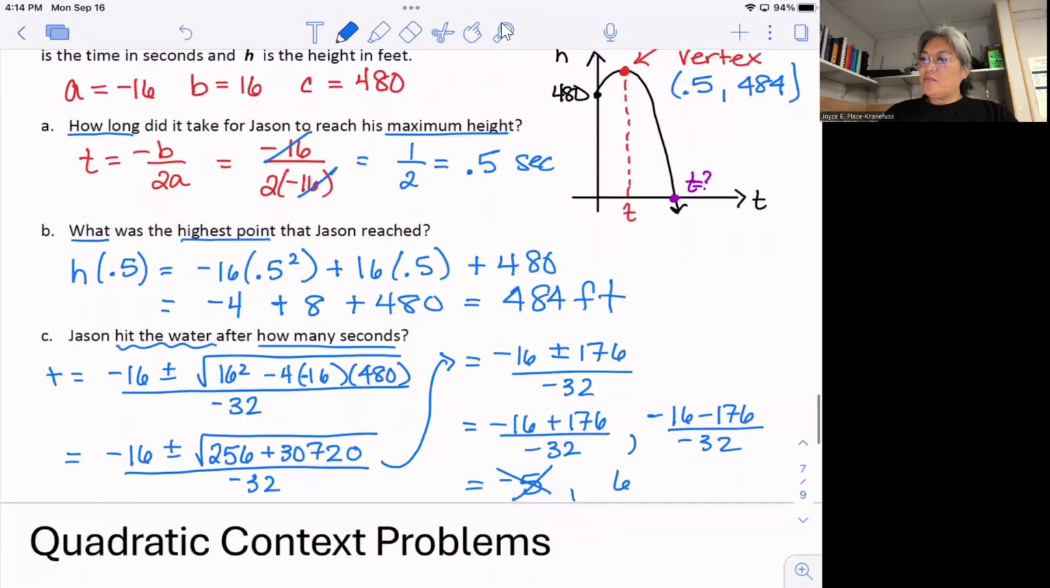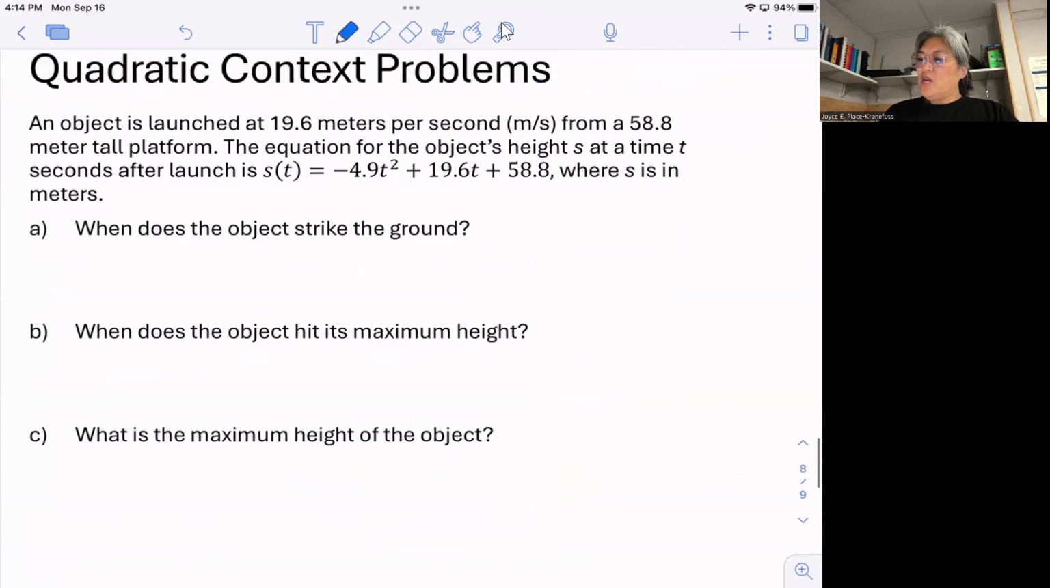One last example. Same deal. When does the object hit the ground? That's going to be looking for an x-intercept. When does it hit its maximum? That's going to be your t is equal to negative b over 2a. What is the maximum? That's going to be s of whatever t is from the previous one.